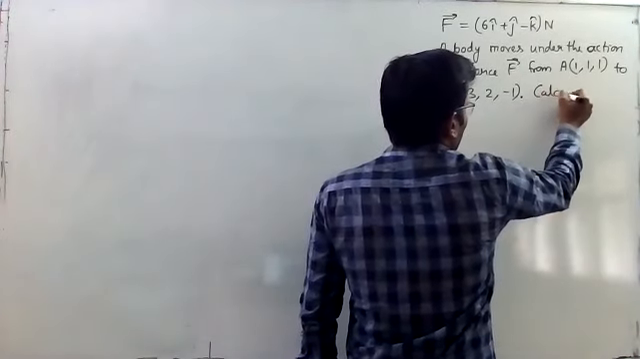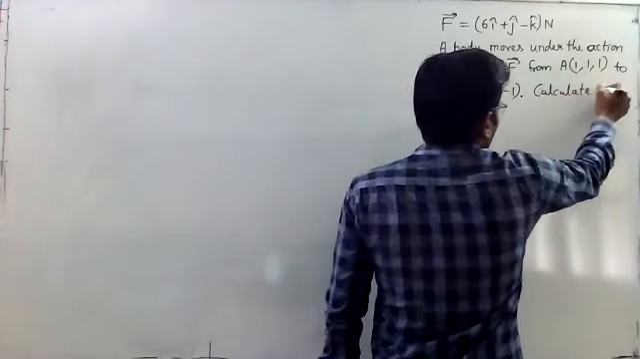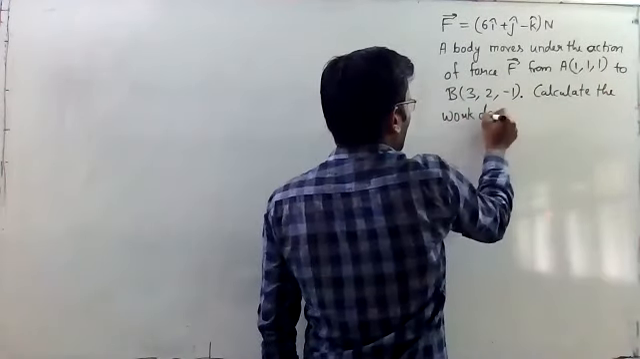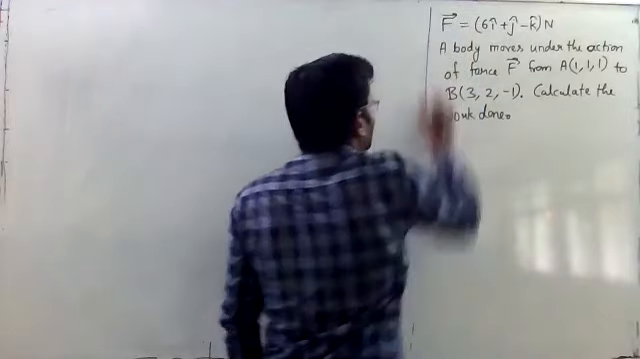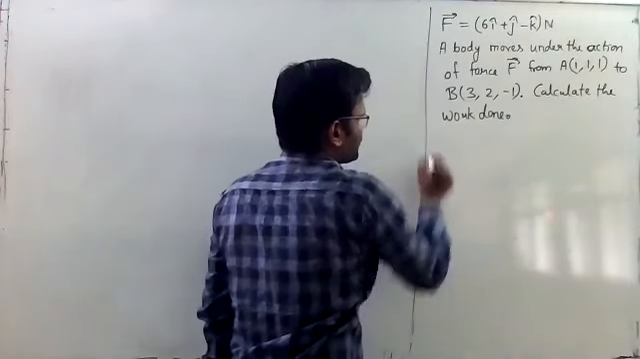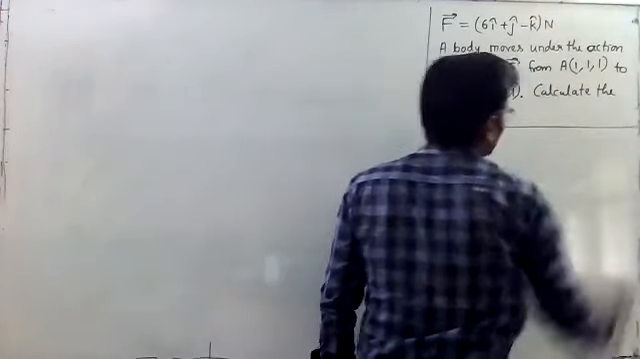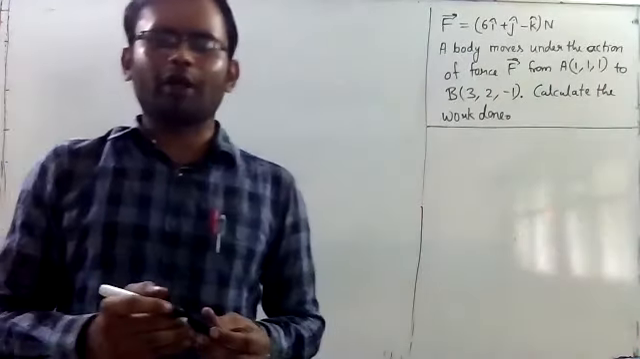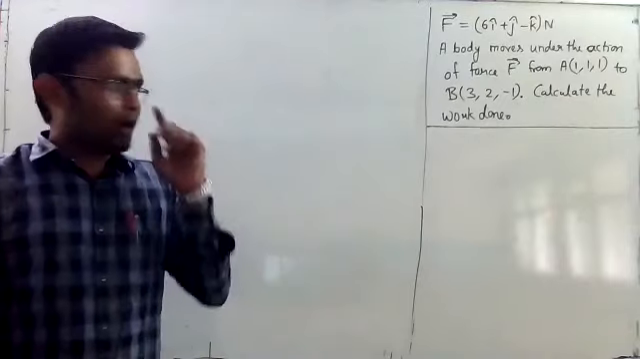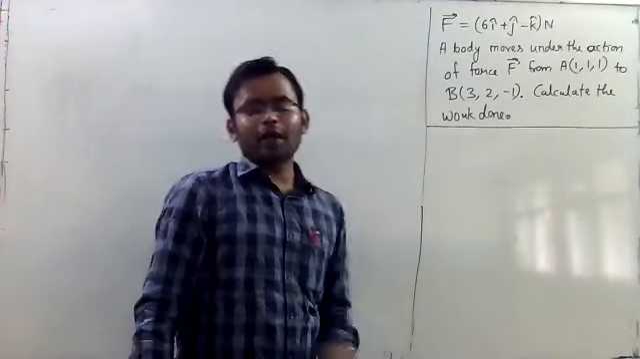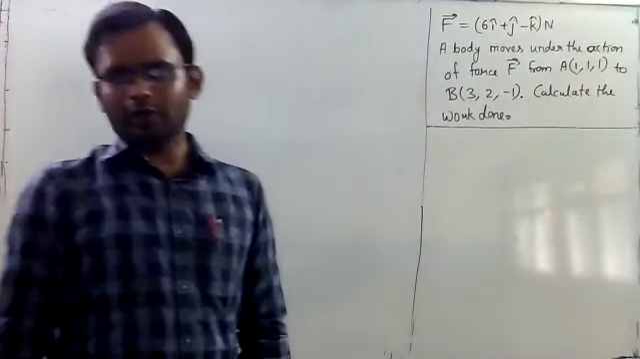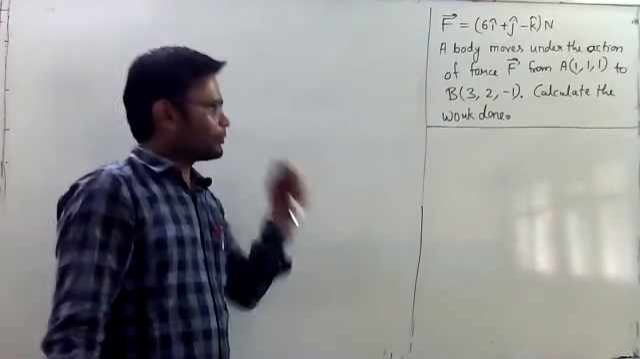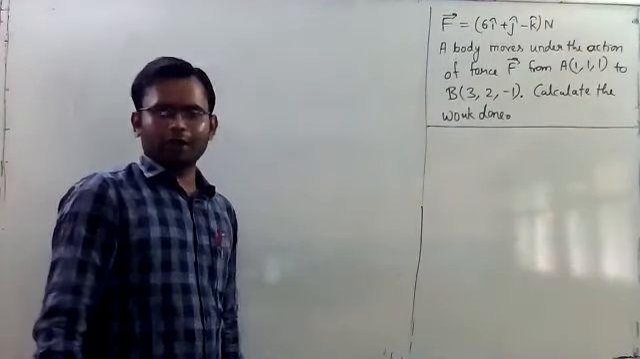Calculate the work done. You need to calculate the work done. The force is given and it is moving from one point to another point. In 3D space, the 2 points are located by the coordinates. A is located at 1, 1, 1, and B is located at 3, 2, minus 1 in the 3D coordinate system. So you have to calculate the work done in this case.